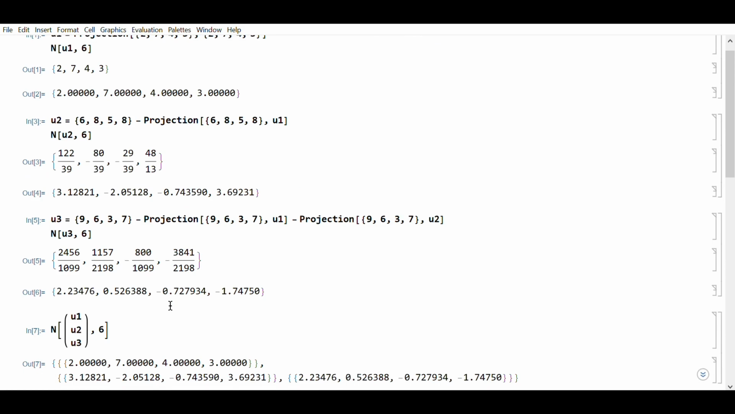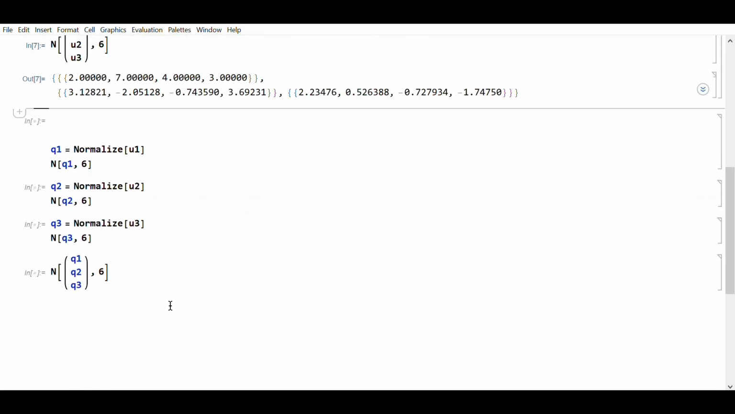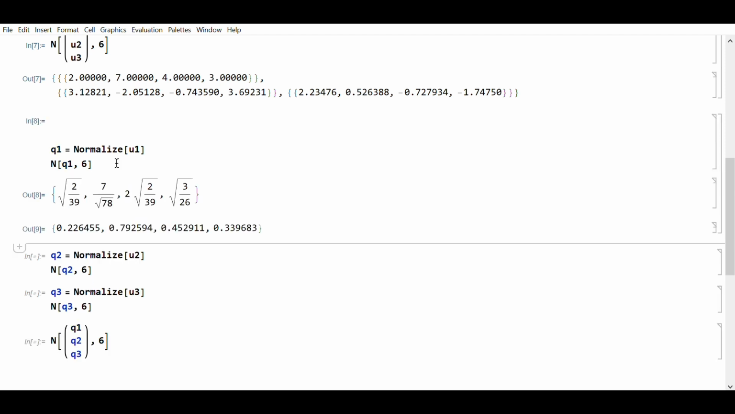Okay, so then we are going to find the orthonormal bases, which are Q1, Q2, and Q3, also in 6 decimal places. To find this, we will have to normalize U1, U2, and U3, which we get from the orthogonal bases. So Q1 is equal to square root of 2 over 39, 7 over square root 78, 2 over square root 39, square root 3 over 26.